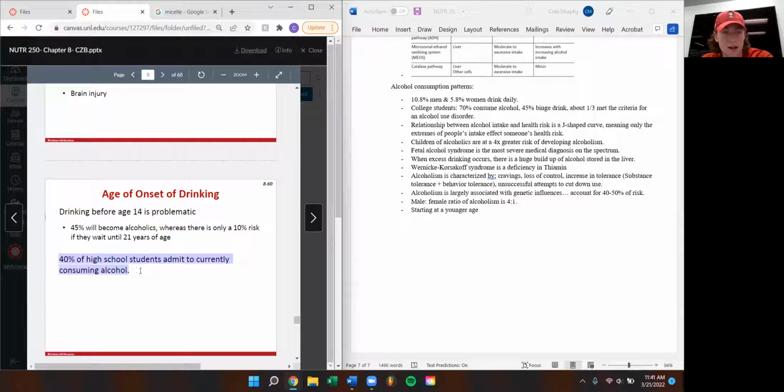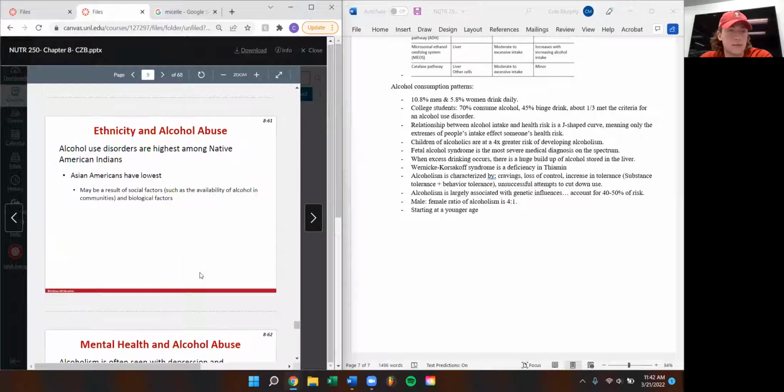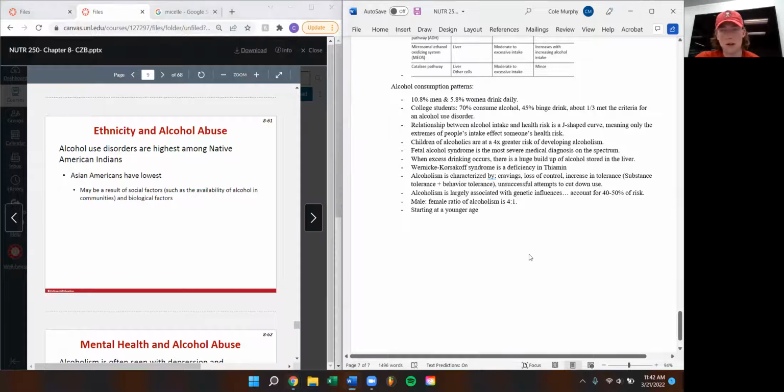And the stat that 40% of high school students admit to currently consuming alcohol is a big indicator that a good chunk of those students are going to become alcoholics. That's just what the stats say.